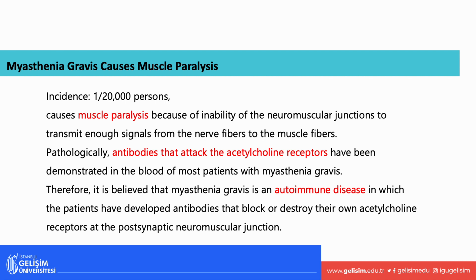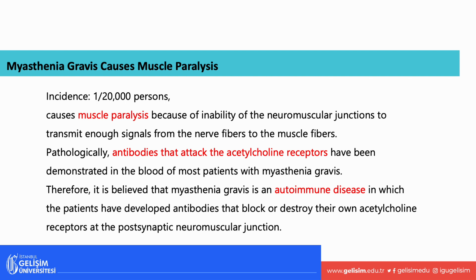Myasthenia gravis is a rare condition that affects about 1 in 20,000 people. It causes muscle paralysis due to the inability of the neuromuscular junction to transmit enough signals from the nerve fiber to the muscle fibers. Researchers have discovered that most patients with myasthenia gravis have antibodies in their blood that attack the acetylcholine receptors, which are essential for muscle contraction.